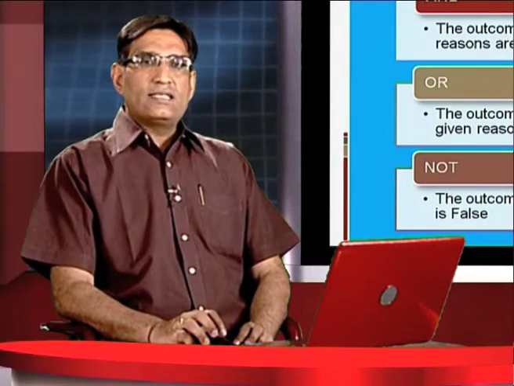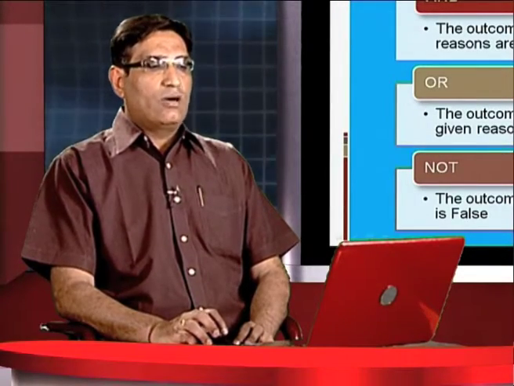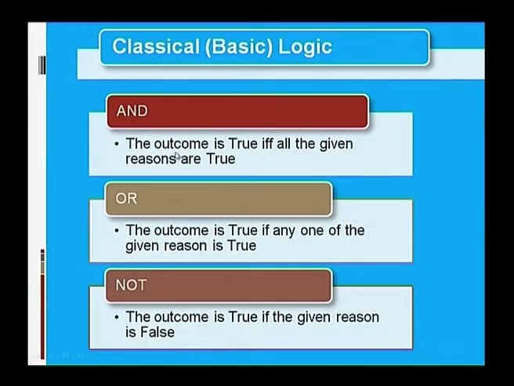Now, let us understand the basic logic or classical logic. Classical logic says AND: the outcome is true if and only if the given reasons are true. The OR logic says the outcome is true if any one of the given reasons is true, and the negation says that the outcome is true if the given reason is false.